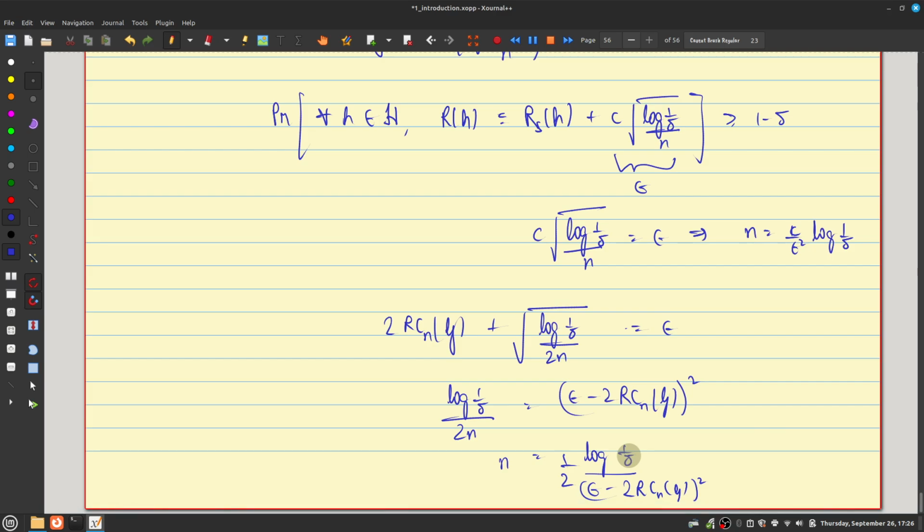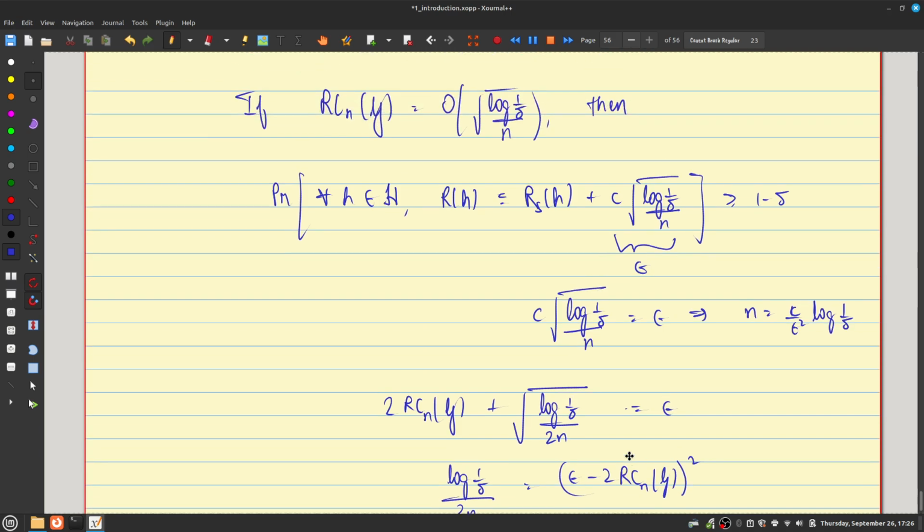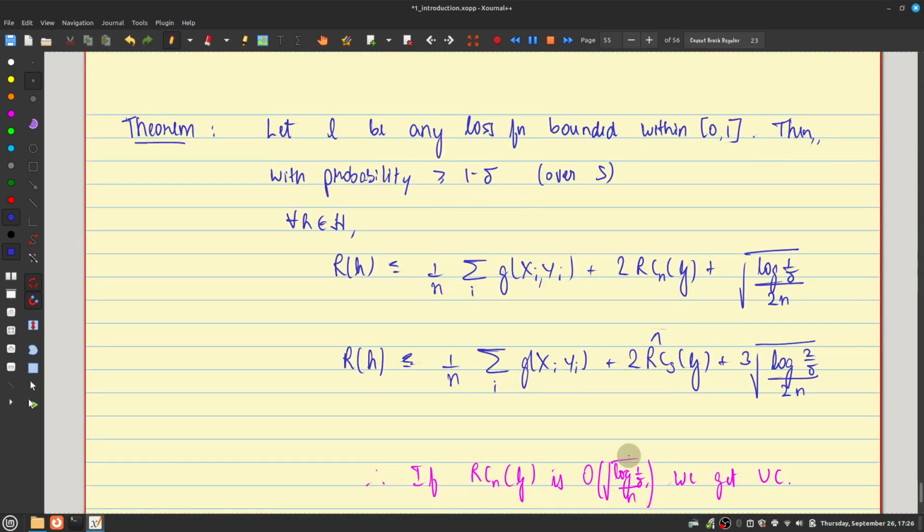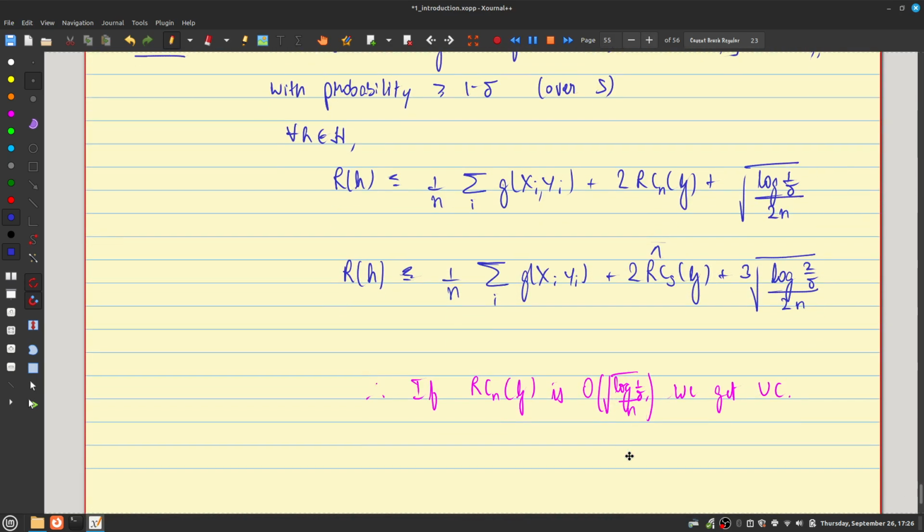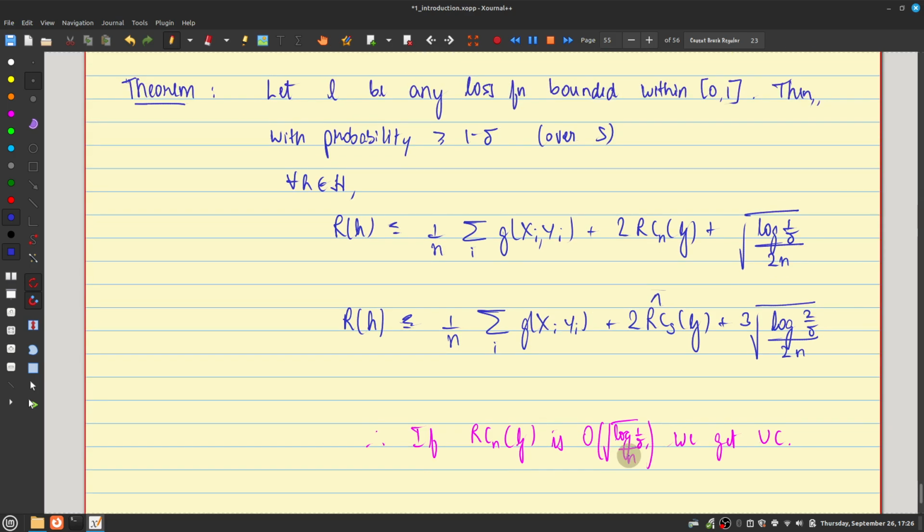Okay, any questions? Okay, maybe this is a good point to stop. In the next class, I'll prove this particular theorem, and then we'll proceed to see how we can bound the Rademacher complexity in terms of the growth function and the growth function in terms of the VC dimension.